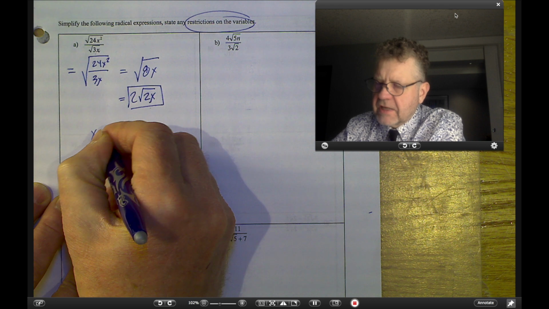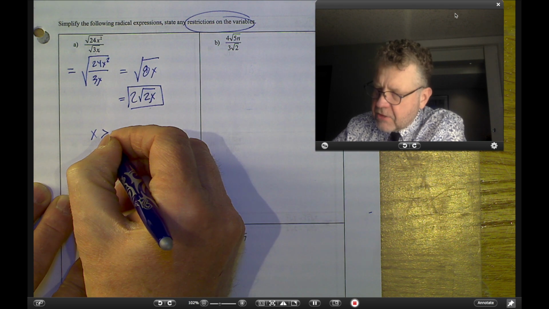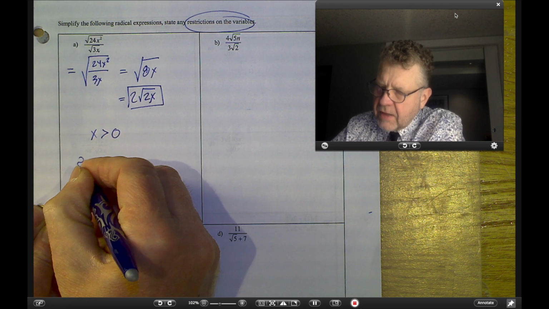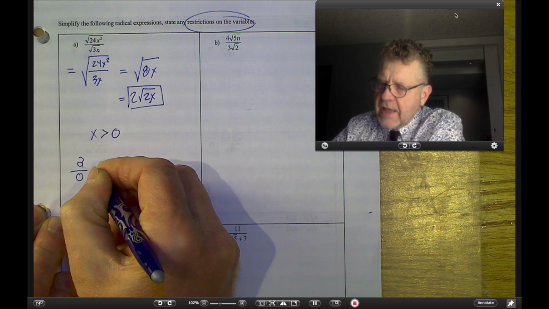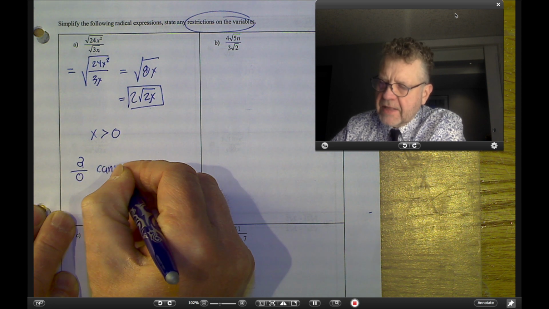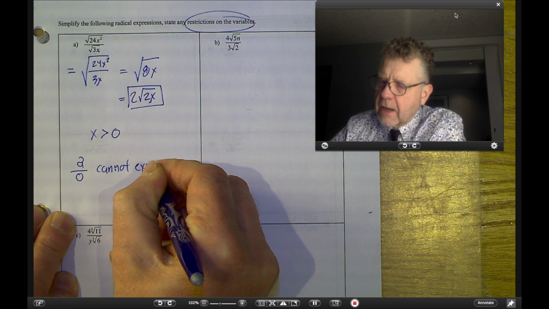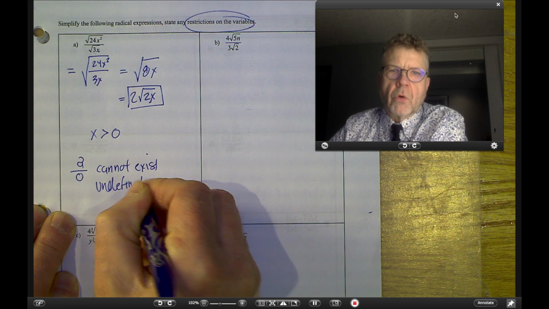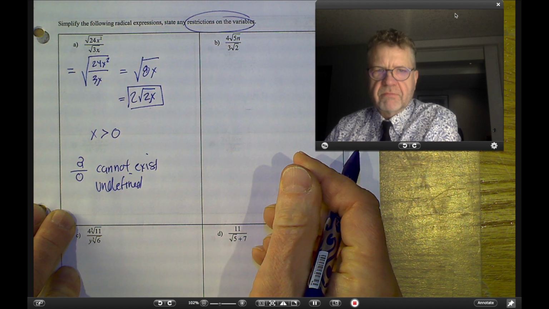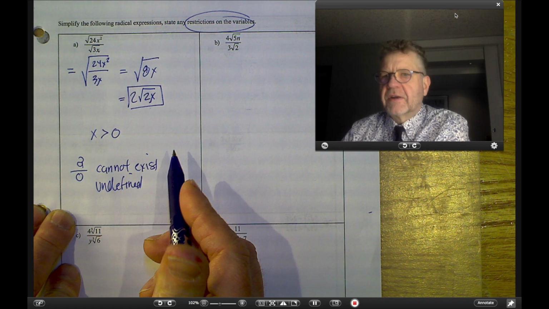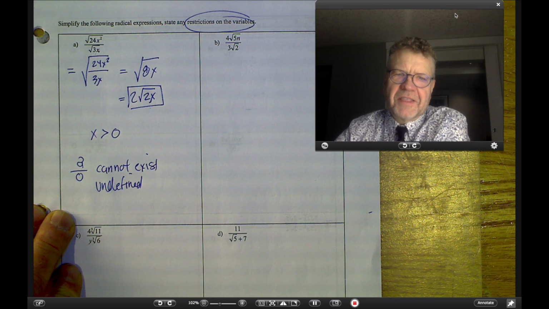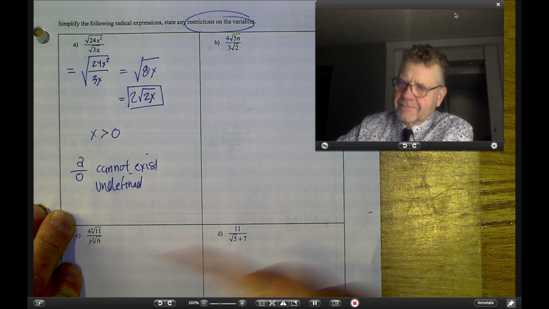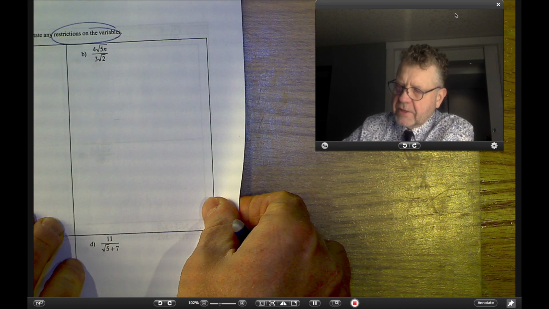So the restriction is that x has to be greater than 0, because otherwise you get a over 0, and this simply cannot exist. It is something called undefined or indeterminate. It just doesn't exist. We don't allow it. So there's that another extra little thing that you have to think about and worry about. All right, let's try this one here.